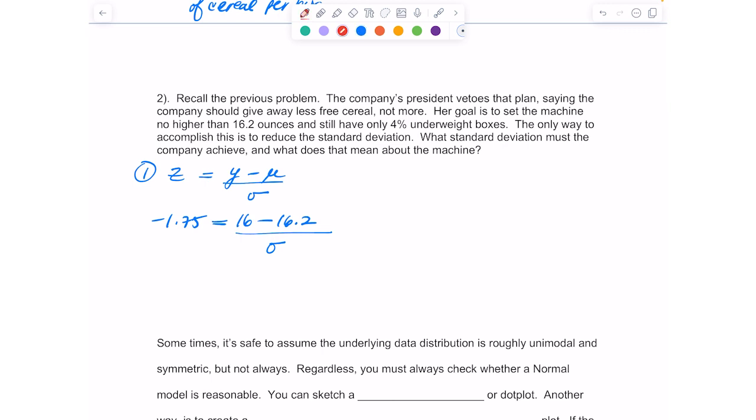So how am I going to solve this? I'm going to multiply both sides by sigma. And they cancel there. And we get negative 1.75 sigma equals 16 minus 16.2.